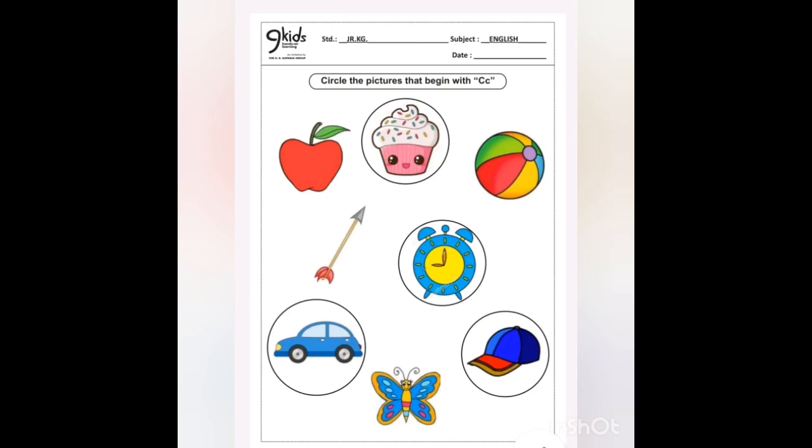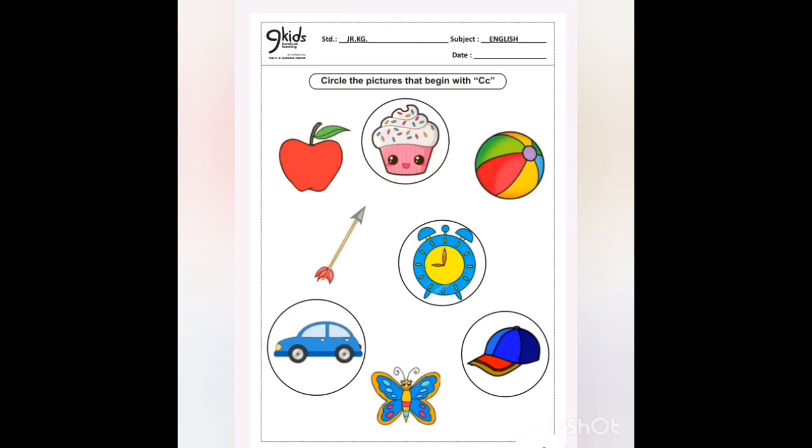First, we will take the picture of an apple. Does an apple start with the K sound? No. So we have not circled it. Next comes the picture of a cupcake. Does the cupcake start with the sound of K? Yes. So we have circled the picture of the cupcake.